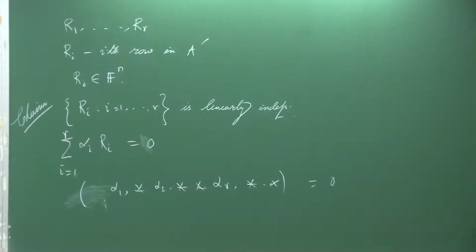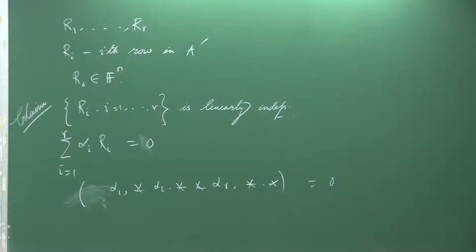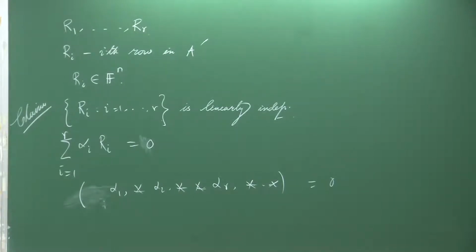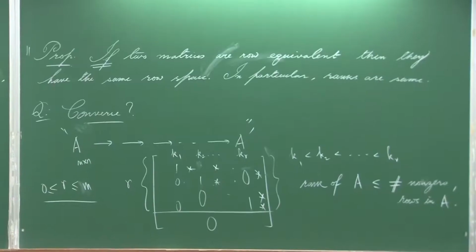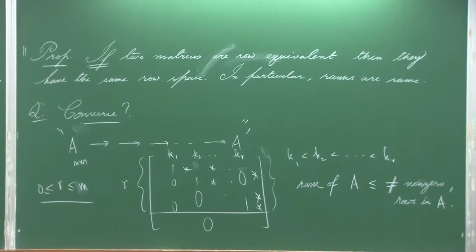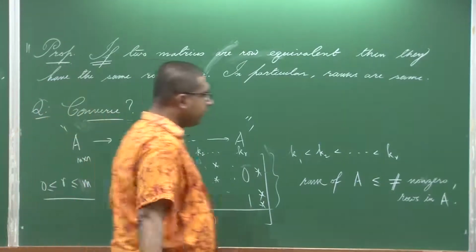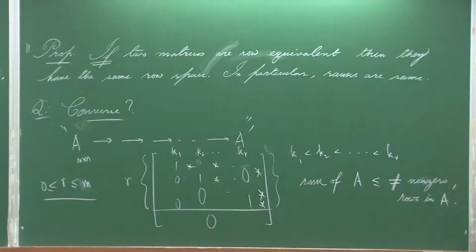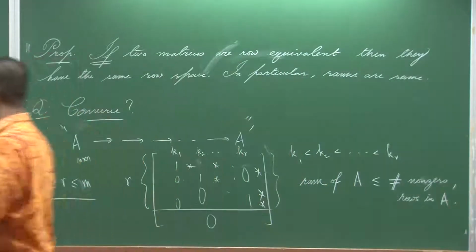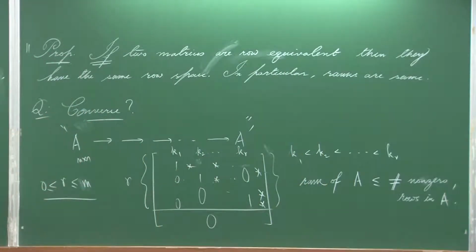What you do is you put those vectors as the rows of a matrix, then you bring it to its row echelon form. Then in the row echelon form, the non-zero rows will be a basis of the linear span of the set we started with. Fine. So what we have proved is that in the row echelon form... let us record it as a theorem.